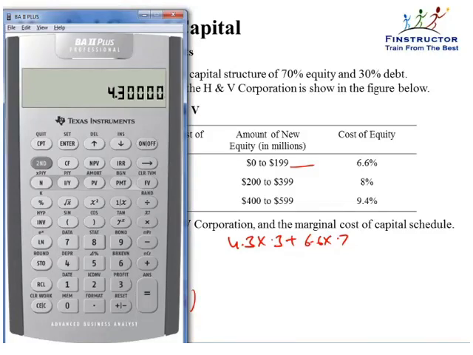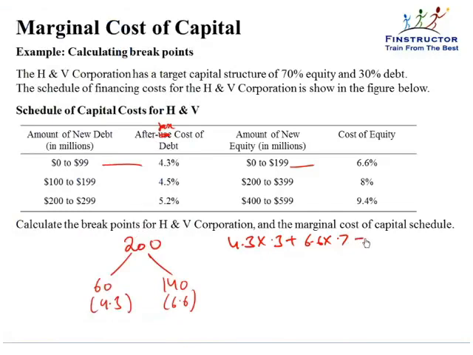4.3 into 0.3, store it in 1, plus 6.6 into 0.7, so plus 1, and then you can recall 1. So the cost of capital in this case would be 5.91.